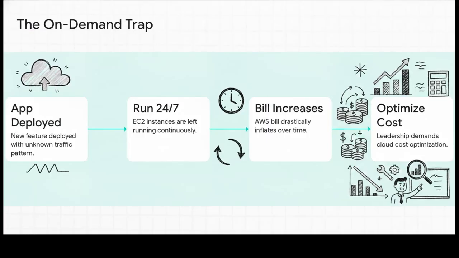You know the drill. Let's walk through exactly how this on-demand trap springs. Step 1. An application gets deployed. Maybe it's a brand new feature and the team genuinely has no idea what the traffic patterns will look like yet. Totally fair, right? But then Step 2 happens. The EC2 instances are just left to run continuously, 24/7, which leads directly to Step 3. Your AWS bill drastically shoots up over time. And boom, Step 4. Leadership hits the panic button and suddenly demands cloud cost optimization. Leaving steady-state production workloads on-demand is literally the single most common way people waste money on AWS.